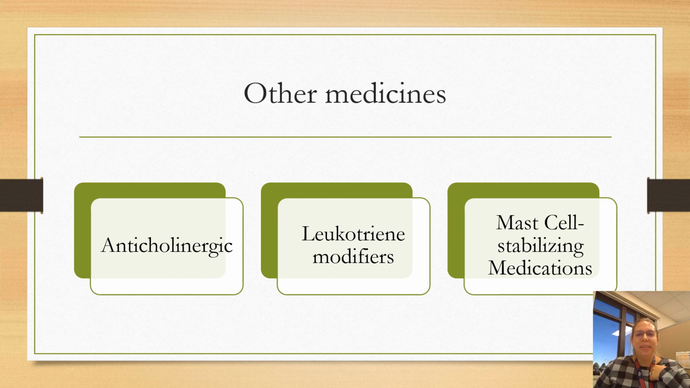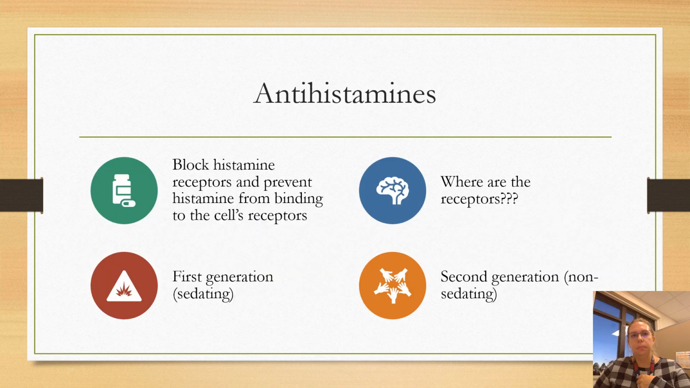Other medicines: your book goes into excruciating detail about anticholinergics, which are mainly used in COPD, and leukotriene modifiers, which is also an asthma thing, like Singulair, or mast cell stabilizing medications. But I didn't feel it was warranted for you guys to dive deep into those. Really just be aware that these are medications that could be used.